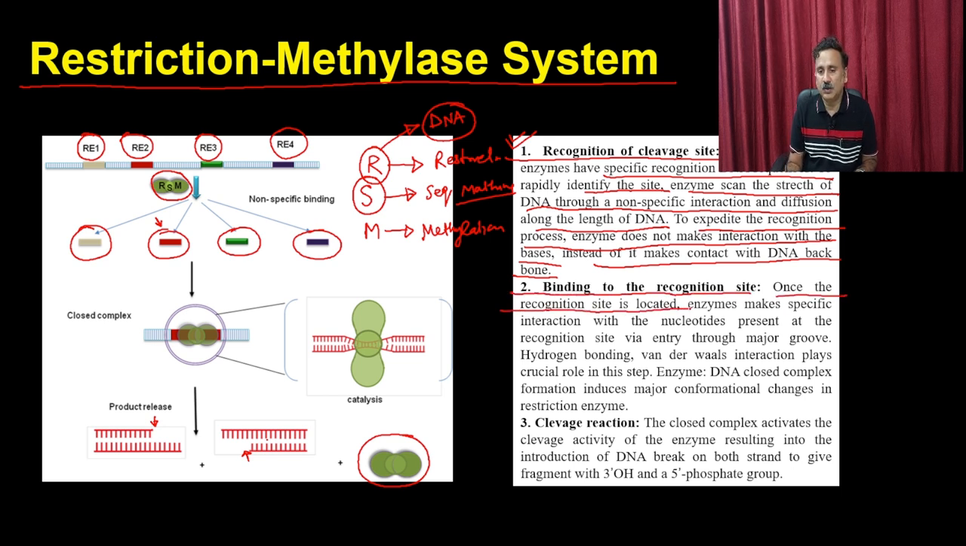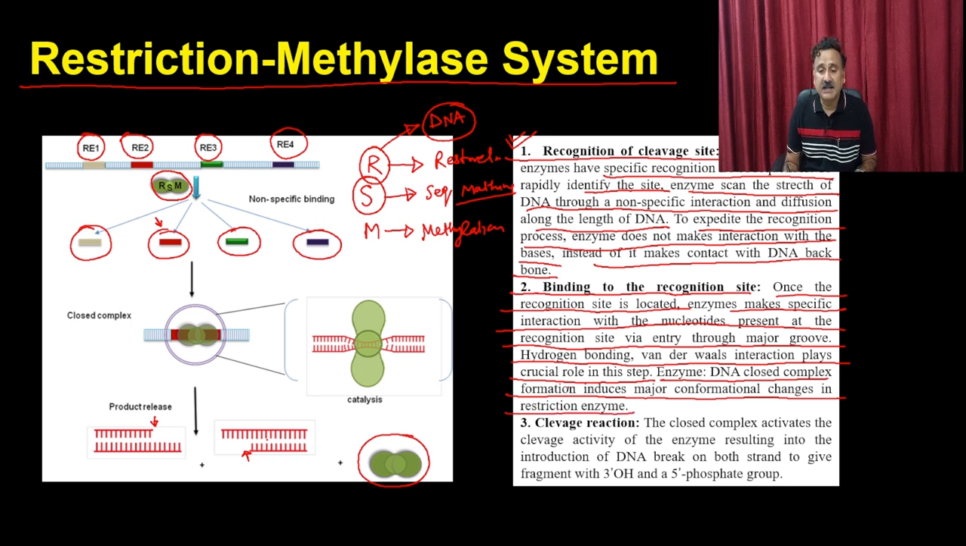The second point is binding to the recognition site. Once the recognition site is located, the enzyme makes a specific interaction with the nucleotides present at the recognition site via the major groove. Hydrogen bonding and van der Waals interactions play a crucial role in this step. Enzyme-DNA closed complex formation induces a major conformational change in the restriction enzyme, and as a result the R subunit comes closer to the base pairs and the DNA, and because of that it catalyzes the cleavage reaction. The closed complex activates the cleavage activity of the enzyme, resulting in a DNA break on both strands to give fragments with a 3 prime overhang and 5 prime phosphate groups.